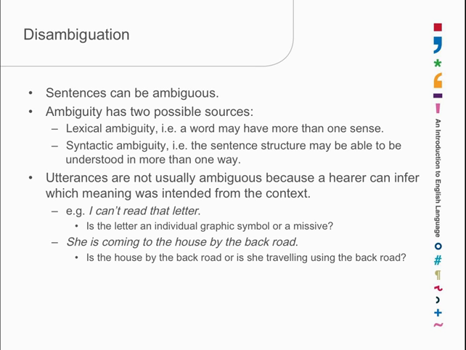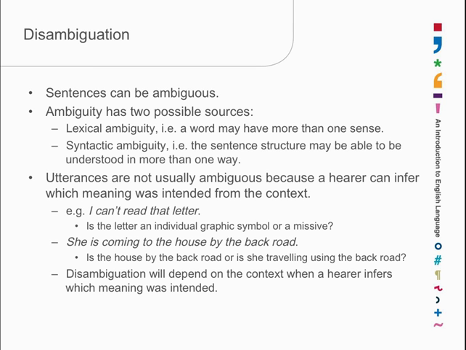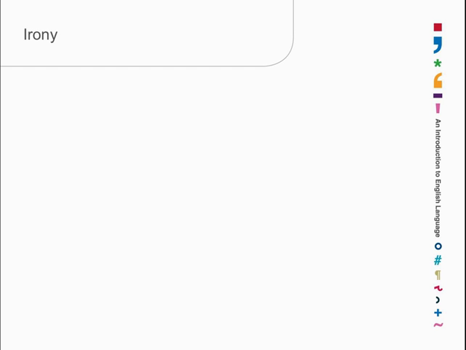Well, in context, it's very likely that the hearer will take the speaker to be intending one of those rather than the other. So disambiguation depends on the context, and the context will allow a hearer to infer which of the two meanings was intended. The last one we haven't dealt with. There are more areas of pragmatics, but I just want to deal with one that we haven't really dealt with.